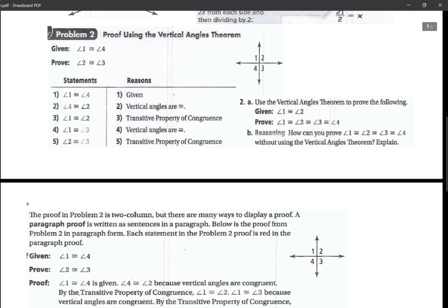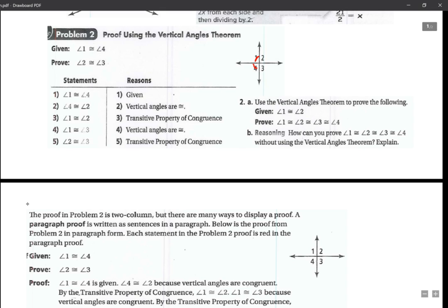All right, let's look at a proof that uses the vertical angles theorem. We are told that angle 1 is congruent to angle 4. So I go over to my diagram and I mark angle 1 congruent to angle 4. And I want to prove that angle 2 is congruent to angle 3.